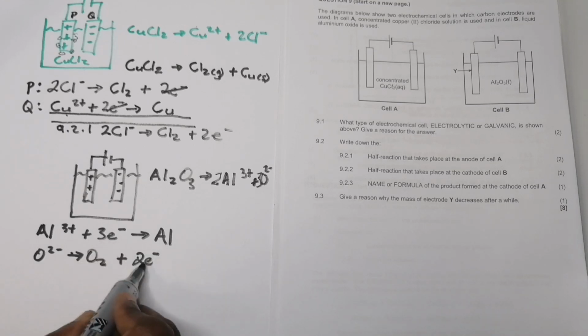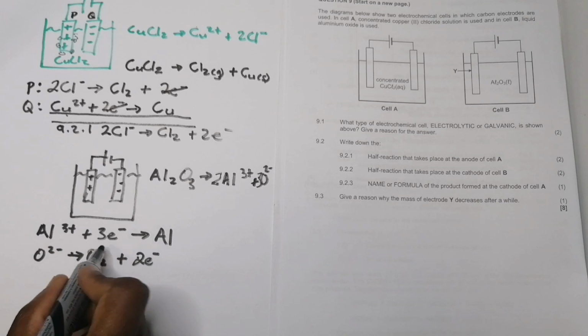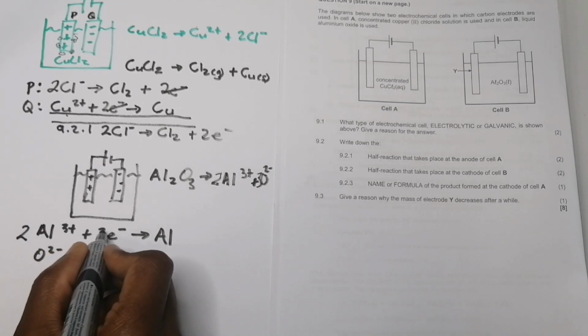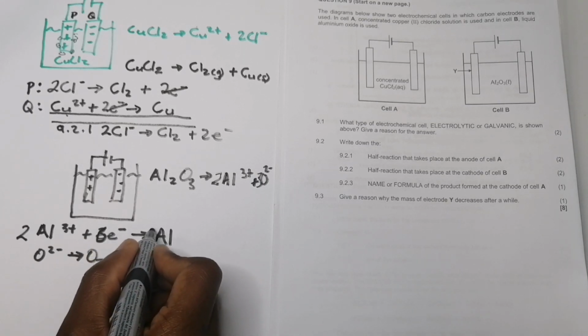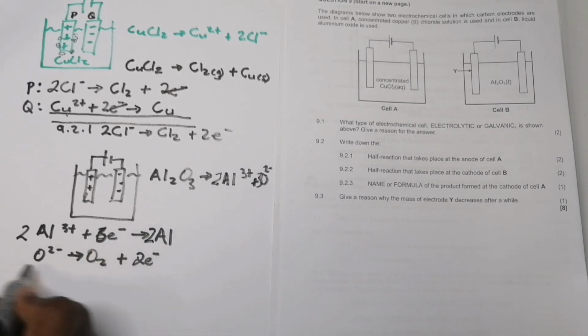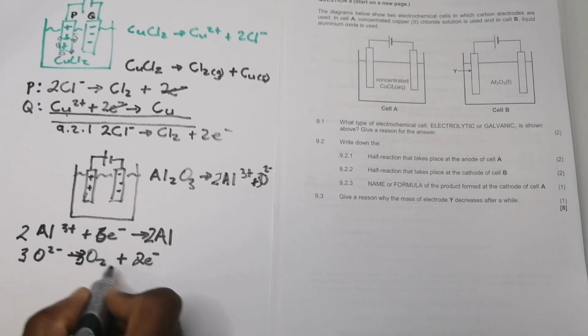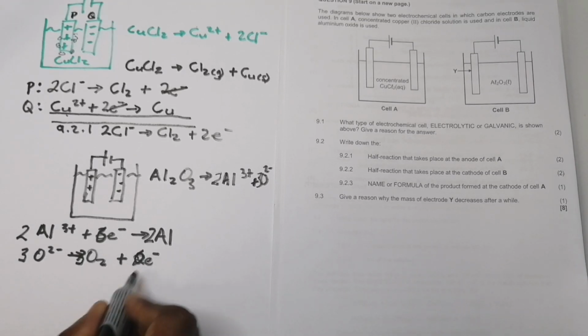So what I would need to do is just make sure that the number of electrons are balanced. So I would multiply this one by 2, so 2 there, I would have 6 there, I would have 2 there, and this one I'd multiply by 3 so that the number of electrons are equal. So this would be 6.